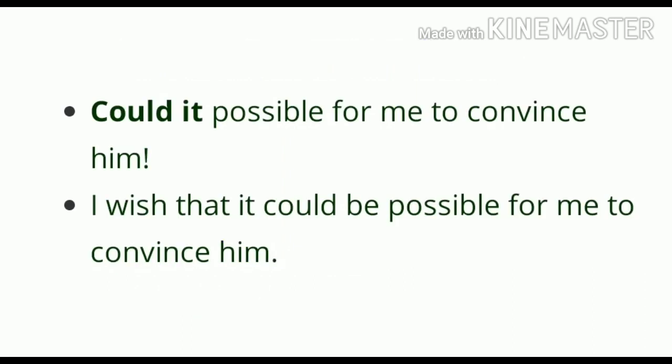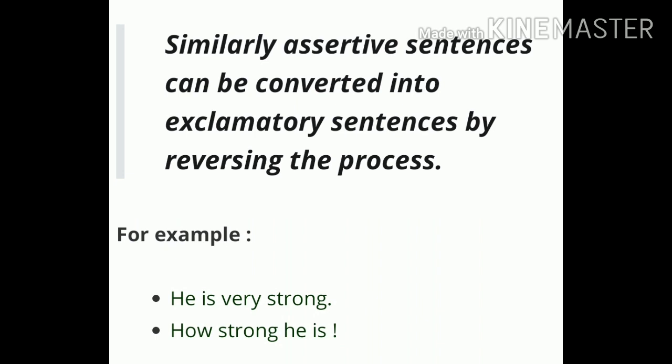Next example. Could it be possible for me to convince him? I wish that it could be possible for me to convince him. So children, I hope now you can easily interchange these sentences from exclamatory to assertive. Similarly, assertive sentences can be converted into exclamatory sentences by reversing the process. For example, he is very strong. How strong he is. Here also, children, you can see very is placed before the adjective strong.